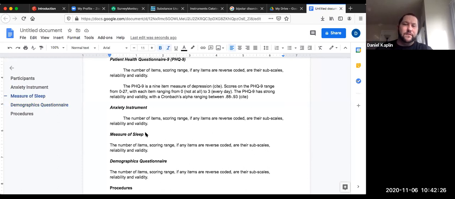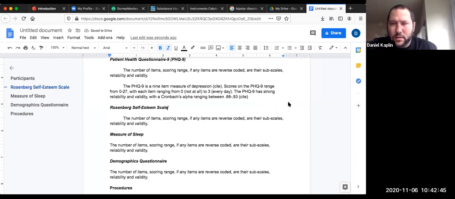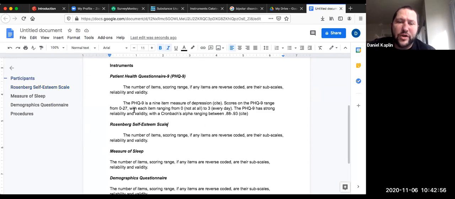So let me just add one here. Let's say you were going to talk about the Rosenberg self-esteem scale, right? So that's just one measure. You would have to tell me how many items, what the scoring is like, are there any reverse coding, are there any subscales and whatnot? And you're going to do it very similar to the way we did the instrument for the PHQ-9, right? Does that make sense?